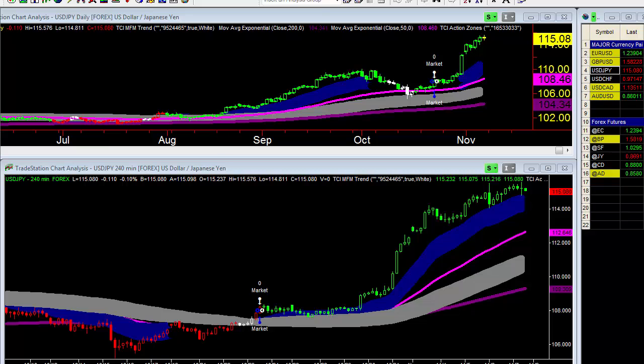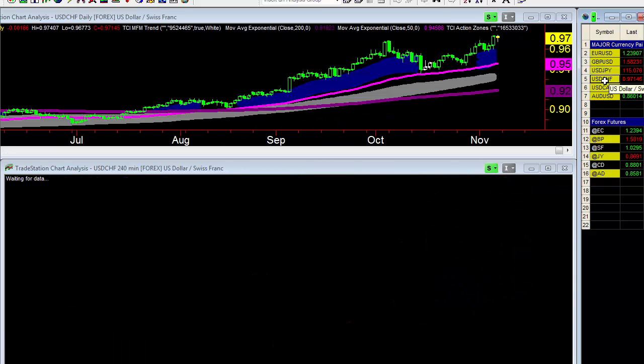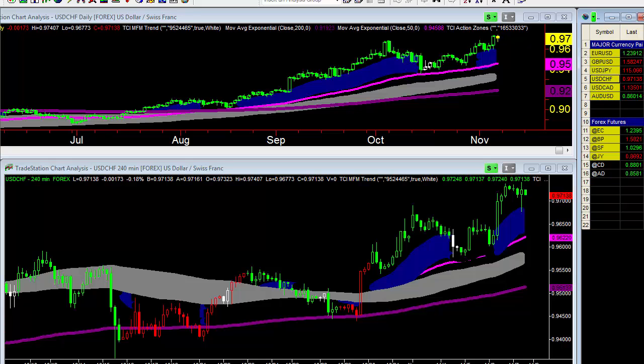You need to understand that you need to be patient. And if you don't have a trade setup, you simply don't trade. You wait for the market to come back to you. Same here. Look at this. US dollar, Swiss franc. We're straight up, right? We're near the highs on the daily, and we're barely off the highs on the 240 as well. So again, it's patience. It's waiting for that pullback.